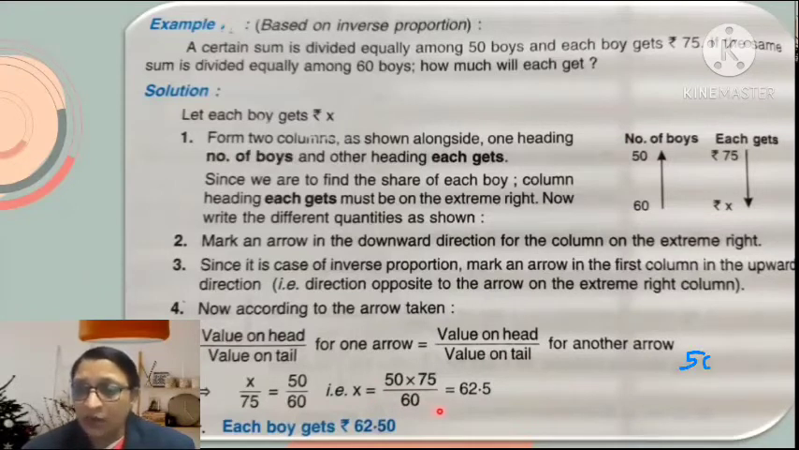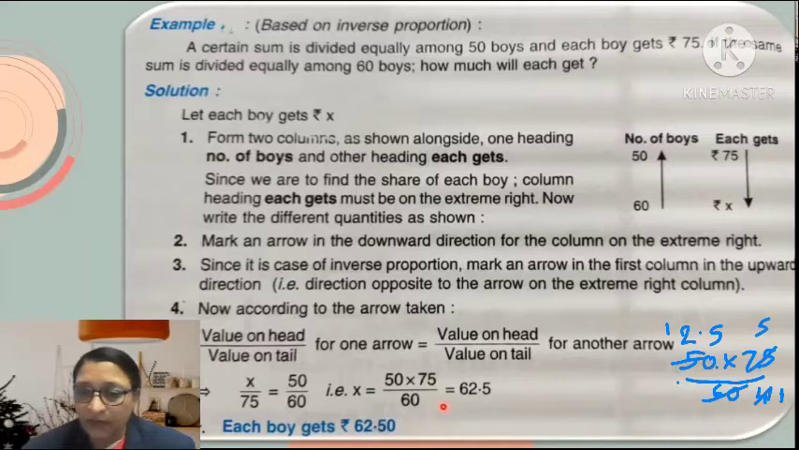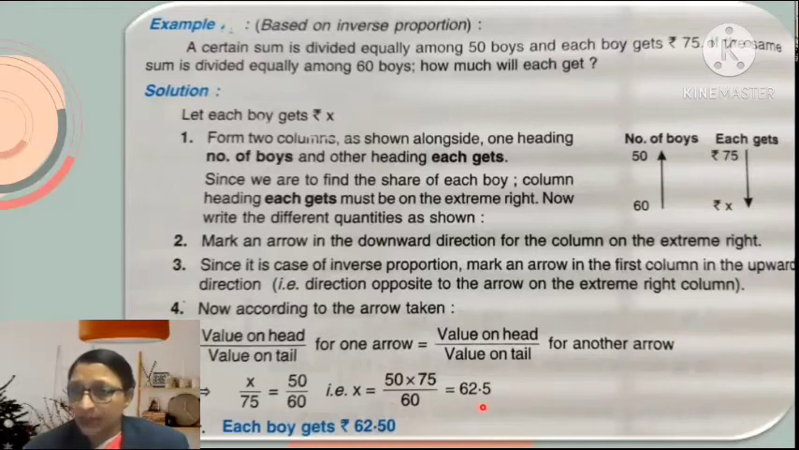So let us go for division. 15 4s are 60, 15 5s are 75. And further on dividing and multiplying, we will get the answer 62.5. So each boy will get rupees 62.5. That is 62 rupees and 50 paise.